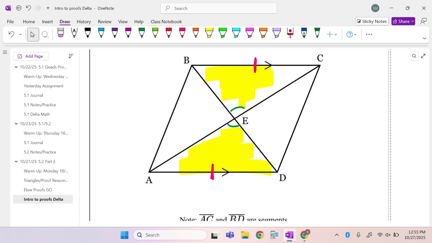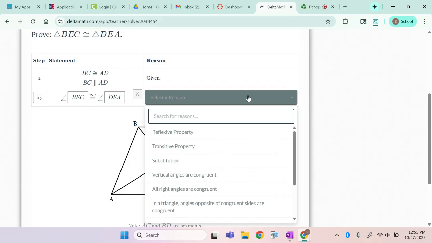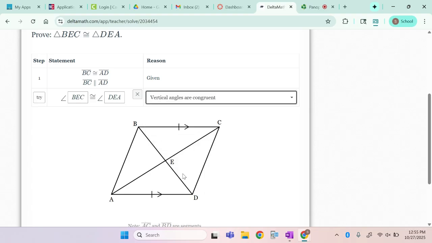BEC and AED or DEA. So we would say that angle BEC is congruent to DEA. Because what are they? What are those two angles to each other? They're vertical.